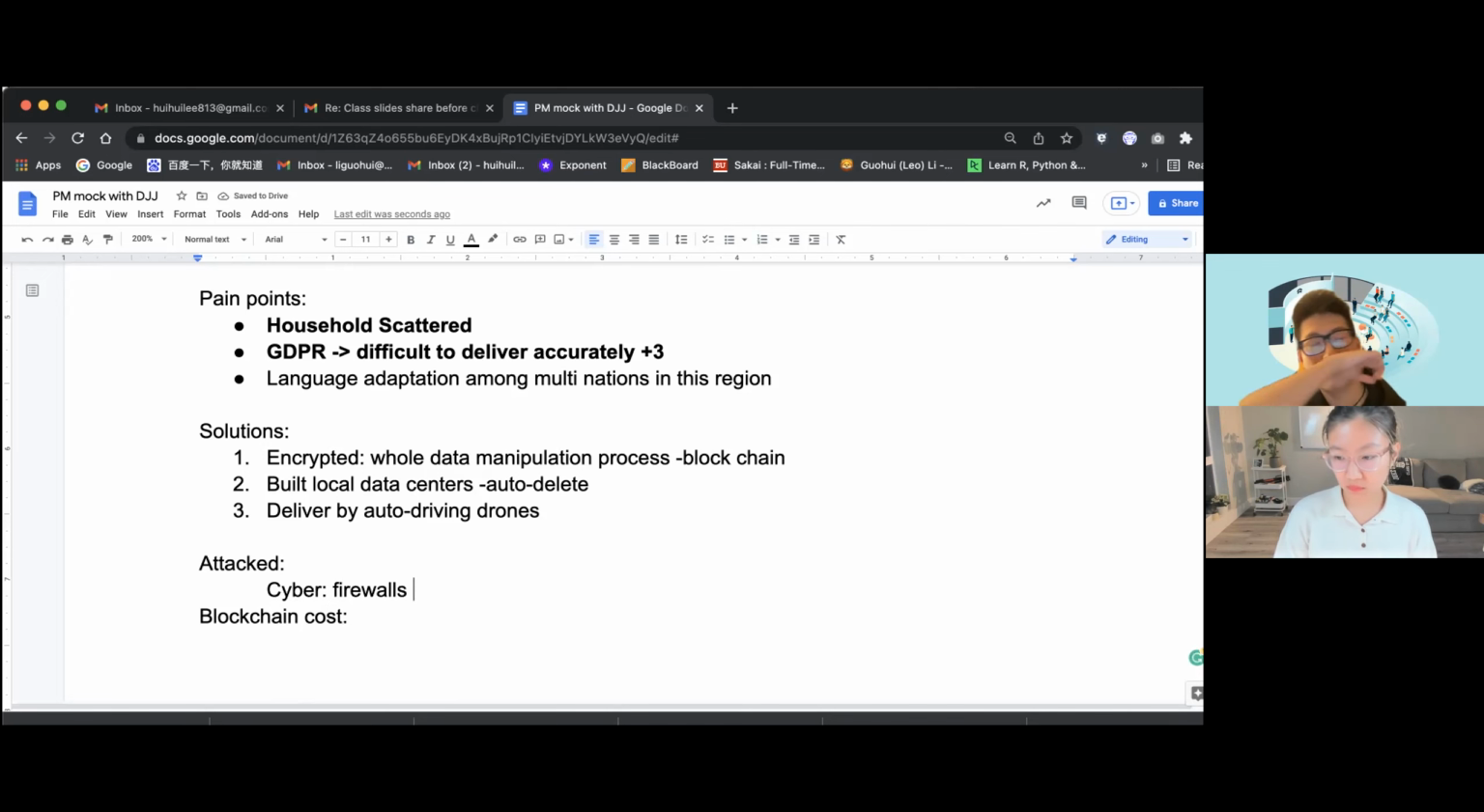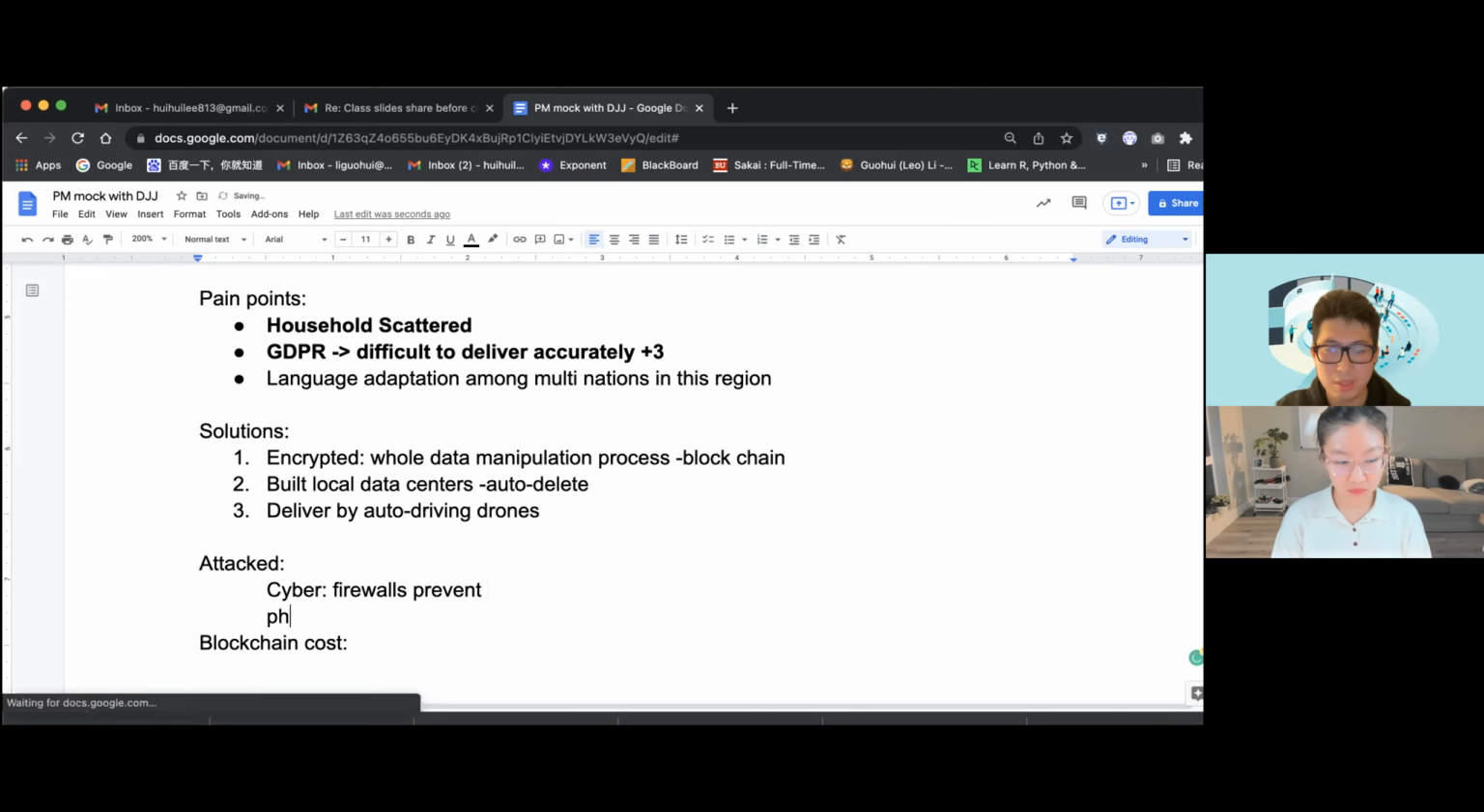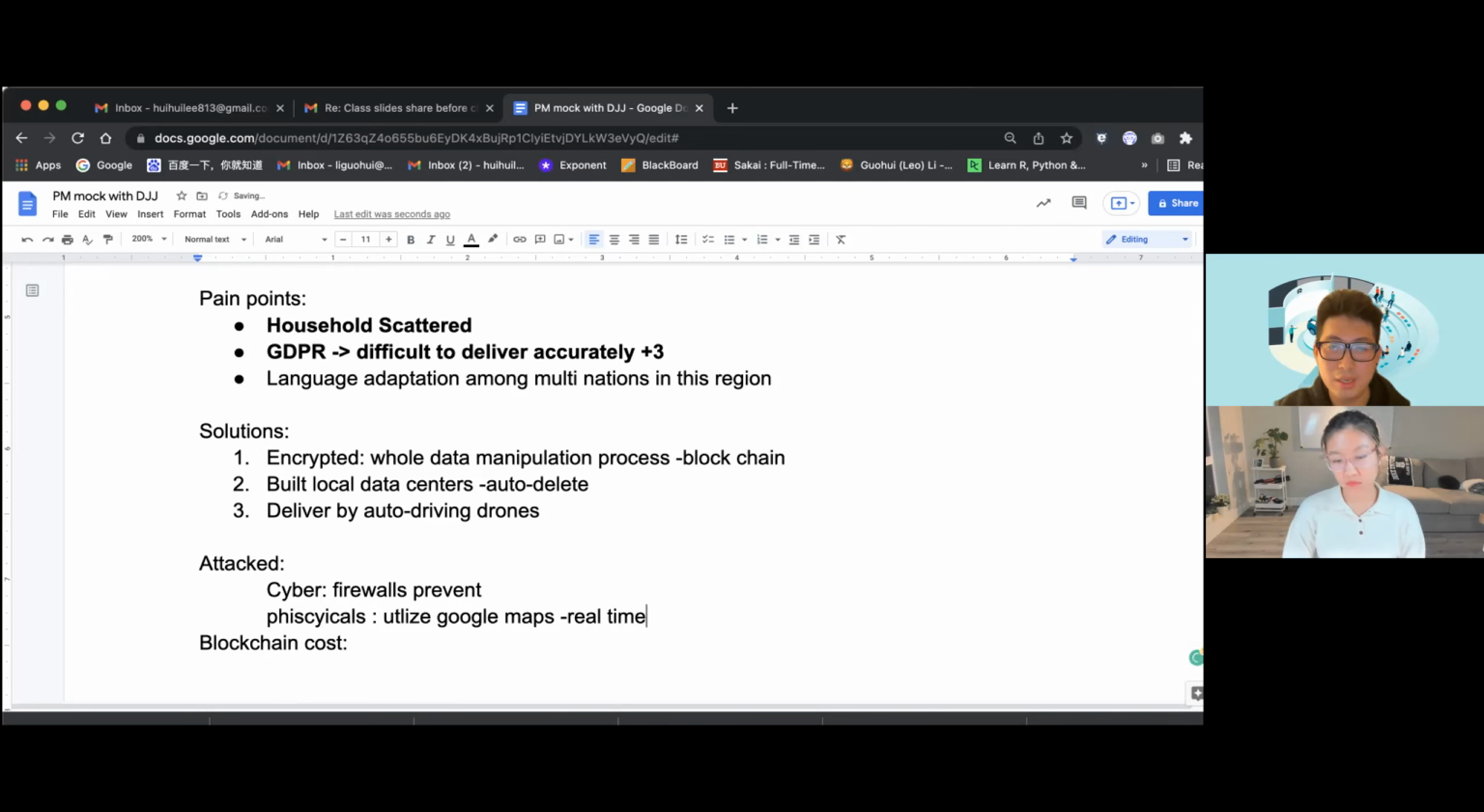For cyber attacks, I think there will be a lot of firewalls to prevent them. And for the physical ones, I think a better technology is that we can utilize Google Maps to reflect the real-time traffic on the route. Why is this useful?